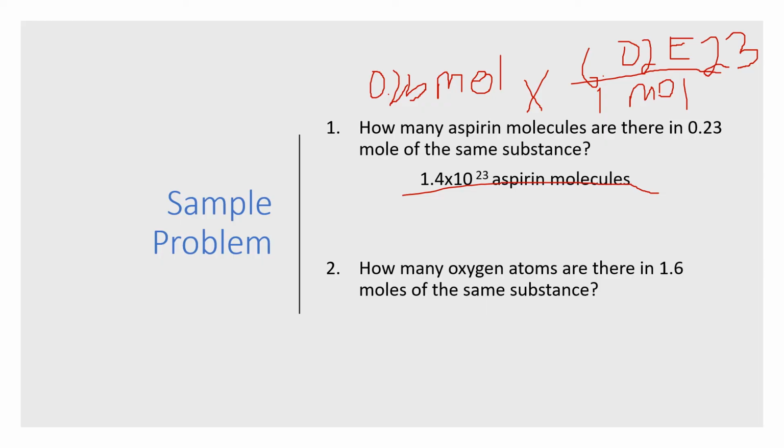Okay? Next sample problem, how many oxygen atoms are there in 1.6 moles of the same substance? Let's have the answer. 9.6 times 10 raised to the power of 23 oxygen atoms. Now, I'll leave the computation up to you, but it's basically the same, or rather, pareho lang po siya ng computation nung first sample problem natin. Okay, so try to compute on your own and see if you come up with the same answer.